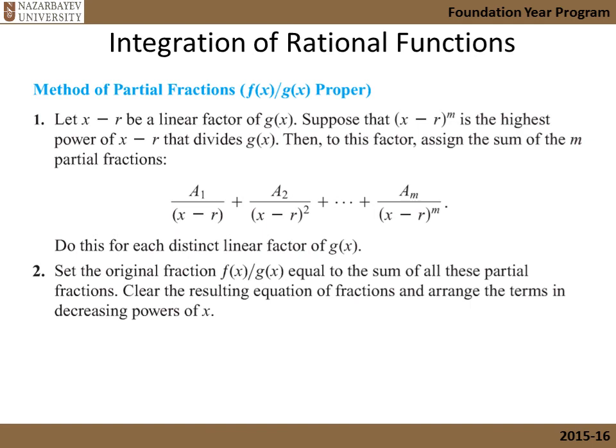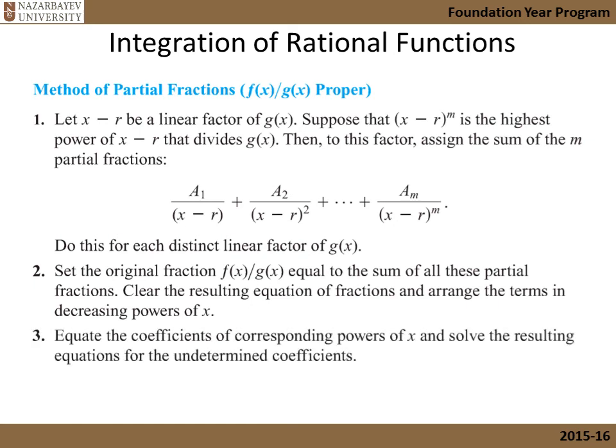Then our second step: we set the original fraction f of x over g of x equal to the sum of all these partial fractions. Clear the resulting equation of fractions and arrange the terms in decreasing powers of x. And the last step, we equate the coefficients of corresponding powers of x and solve the resulting equations for the undetermined coefficients.